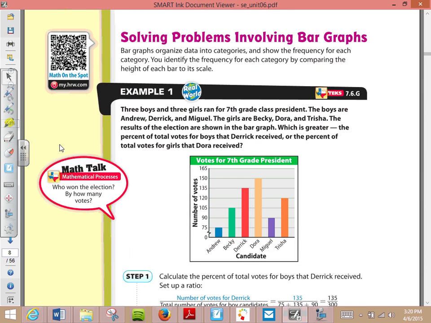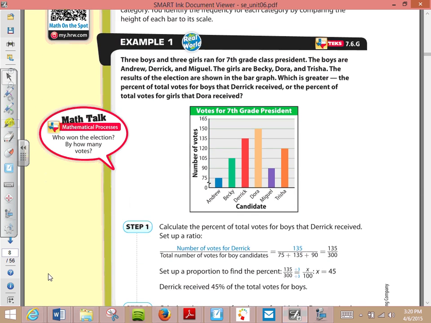All right, the next one is going to talk about a bar graph. The first thing that I want you to do with the bar graph is to identify the values. So you put it on top. Andrew got 75. This guy, Becky got 105. Derek got 135. Dora got 150. Miguel got 90. And Trisha got 120. Always put on top the values. And you're like, how do you get the values? Well, you follow it.